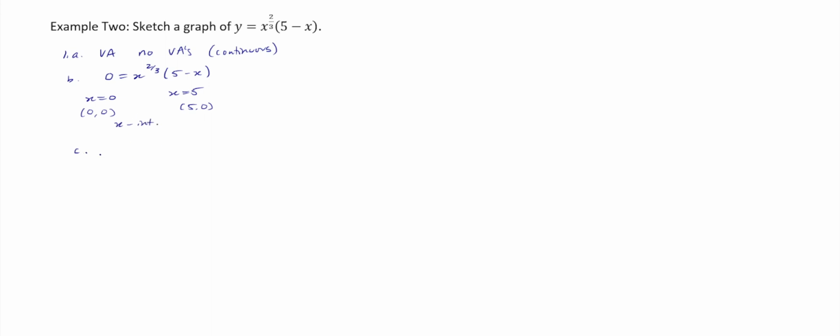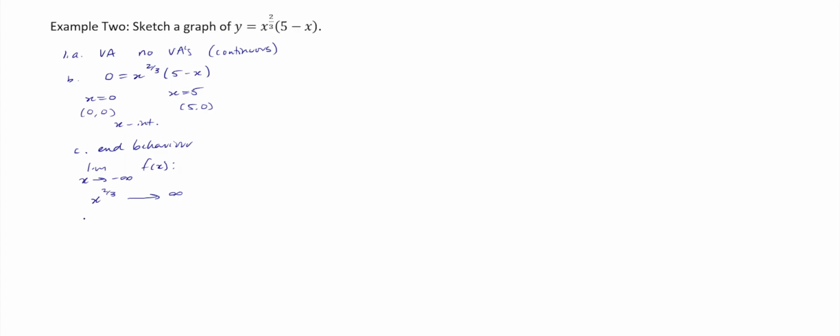Now, what I'm going to do here is look at my end behavior. And remember, for your end behavior, you're looking at the limit of the function as x goes towards negative infinity. So let's take a look at this. As x goes towards negative infinity, what happens to this right here? x to the 2/3, because it's squared, is going to become positive infinity.